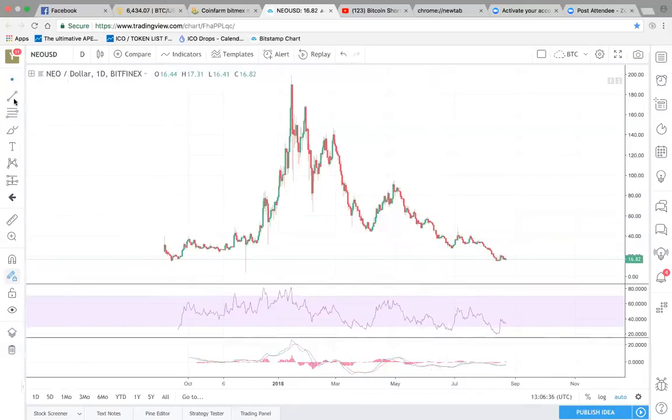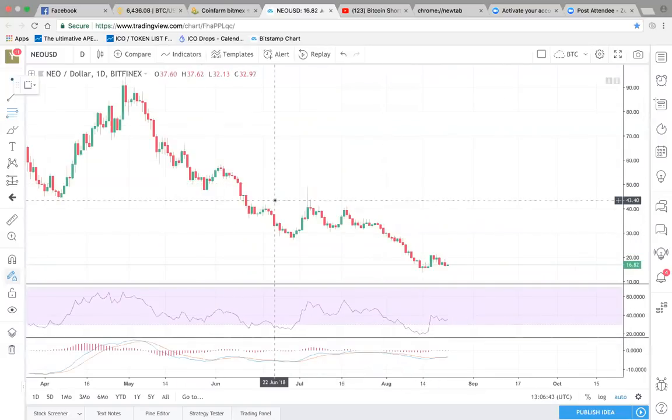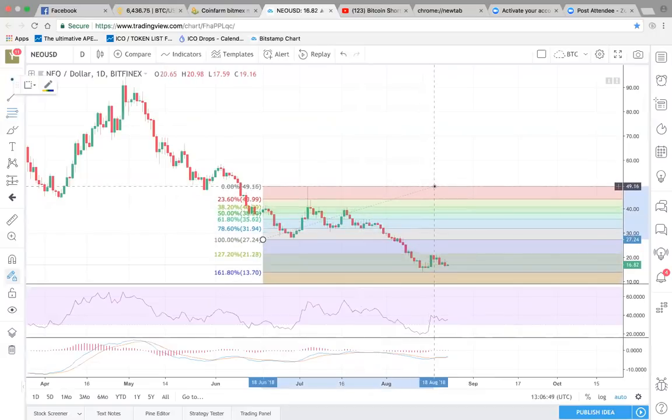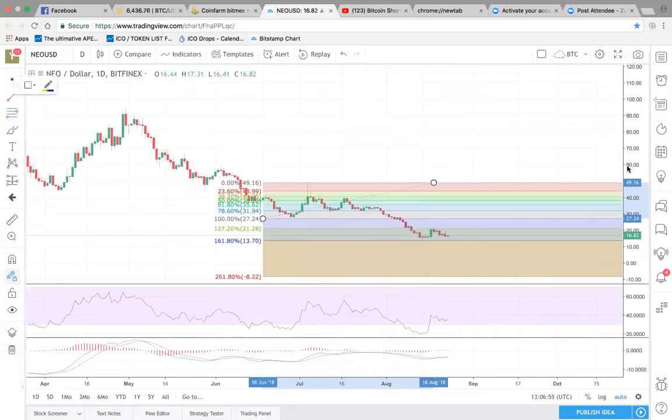I just want to pull one more fib for you using this last move. So let's take this current move over here, from there to there. And again, 161 is sitting at 1370. So there is a lot of confirmation showing that 1370 is the bottom for NEO.